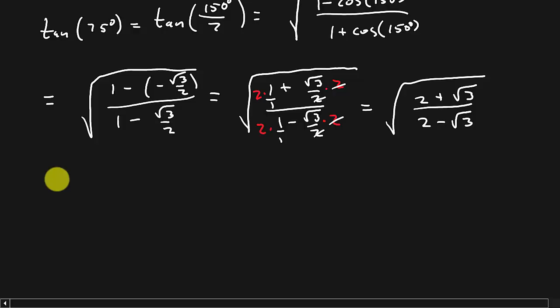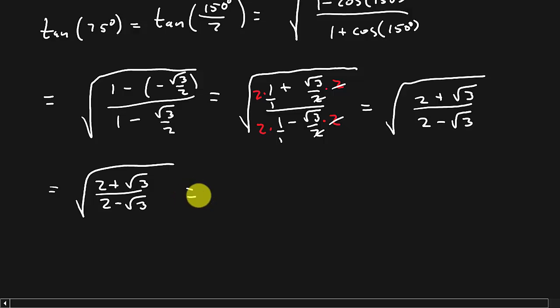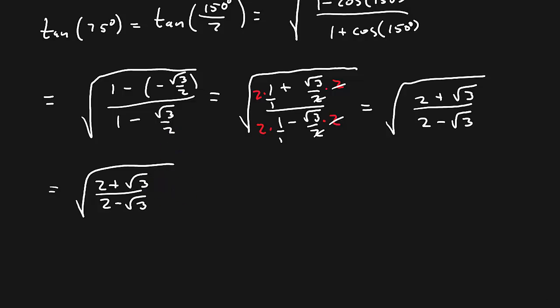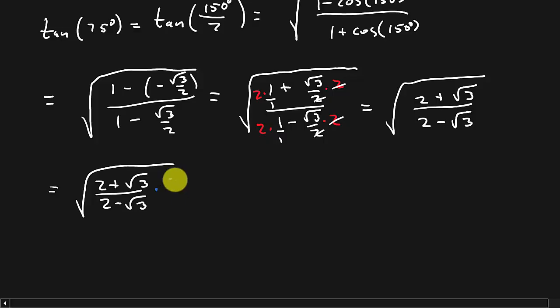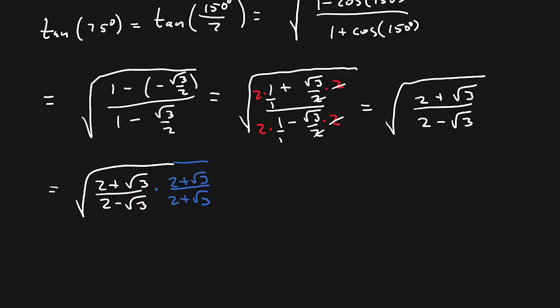Well, let me write this down again. I need some room there. All right, because it doesn't look like any of the other answers, does it? No. So what we're going to do is we're going to come under the square root. Okay, this is underneath the square root here. 2 plus square root of 3 over 2 minus square root of 3. All right, we're going to rationalize this denominator.